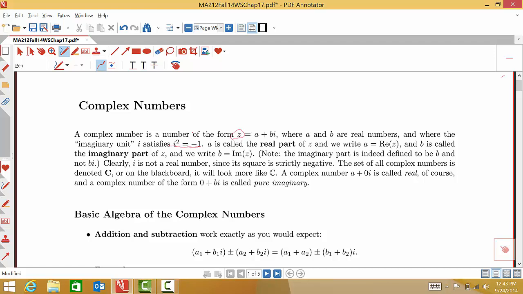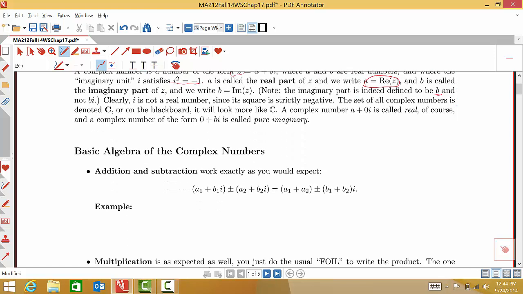The first part, a, is called the real part of z, and you write it like this: a equals Re of z, and b is called the imaginary part. An important thing to notice is that the imaginary part of z is b, and it's not bi. So for example, the real part of 3 plus 4i is 3, and the imaginary part of 3 plus 4i is 4. Okay.